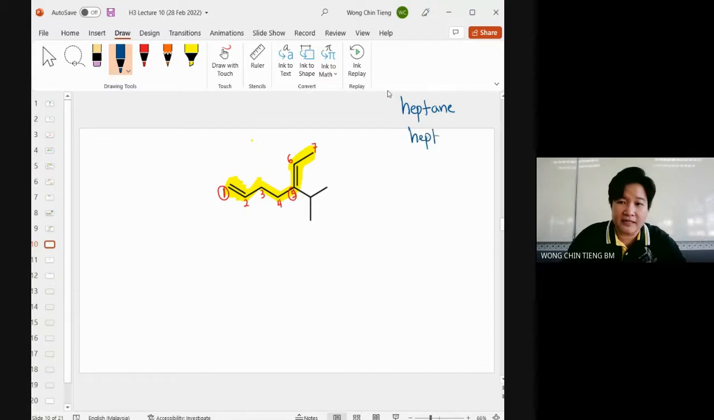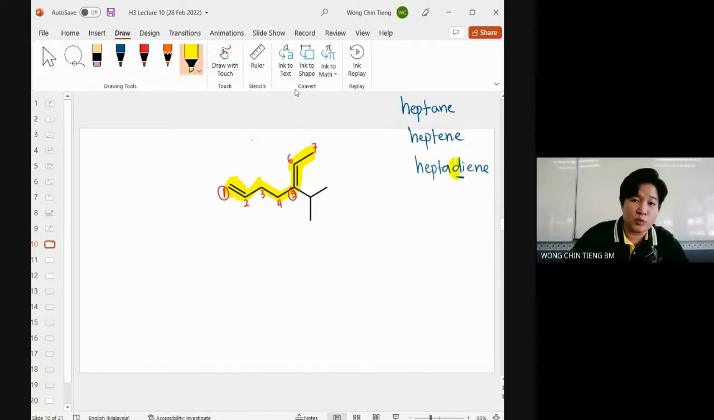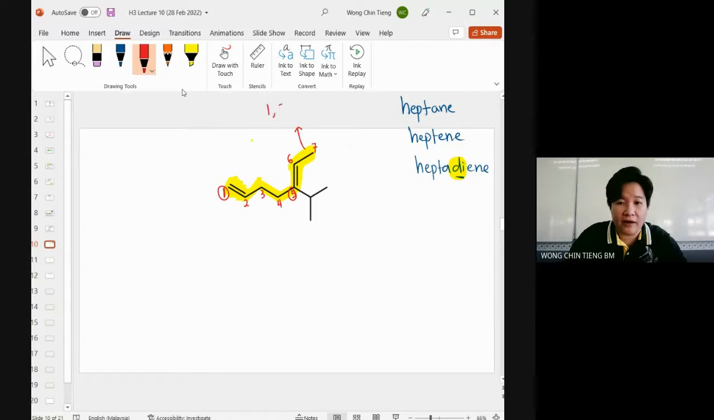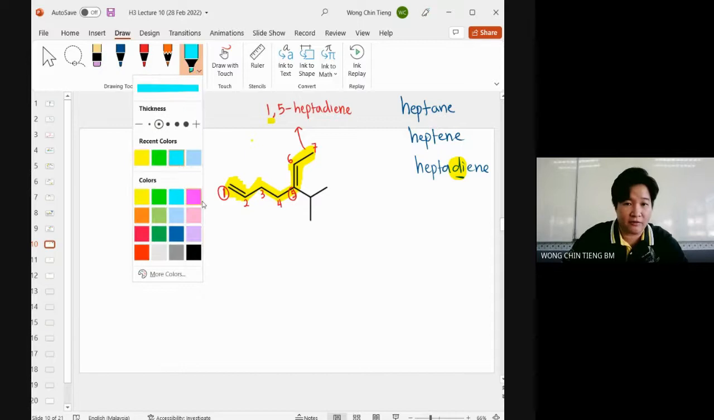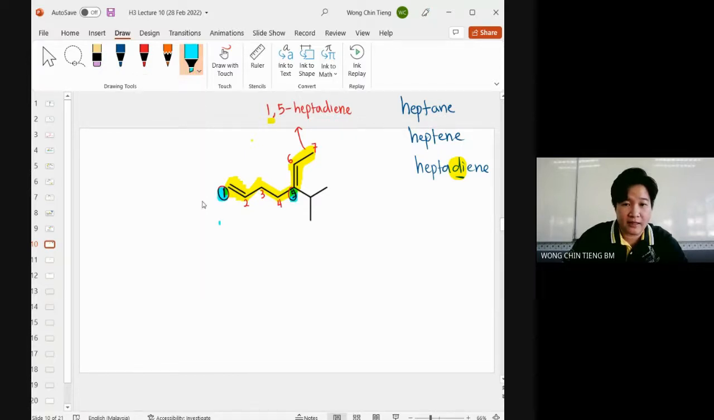Tapi sekarang dia jadi double bond. Kalau double bond biasa, dia jadi heptene. Tapi sekarang saya ada 2, so dia akan jadi heptadiene, sebab 2 double bond. Bila 2 double bond, dia kena ada 2 nombor. So what is the number? Your parent over here will be 1, 5 heptadiene. 1, 5 because of the position 1 and 5, and heptadiene sebab kehadiran 2.